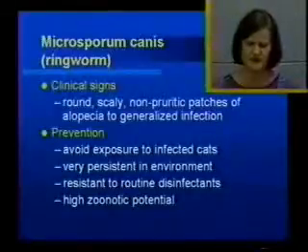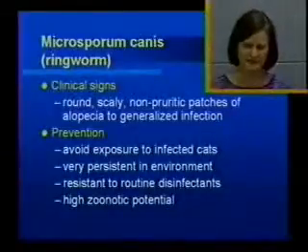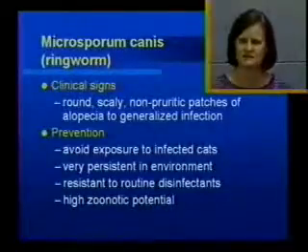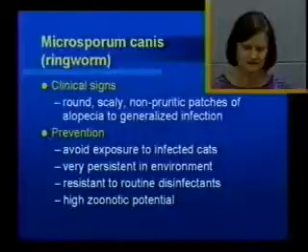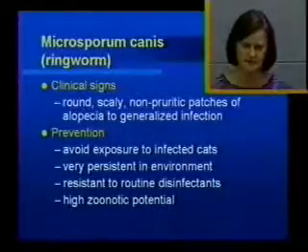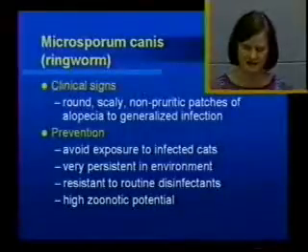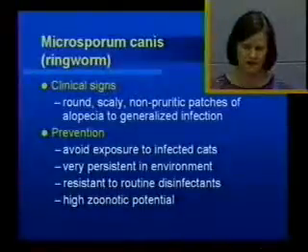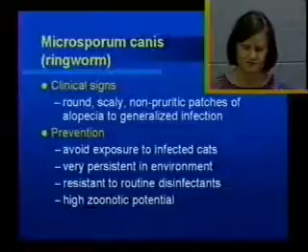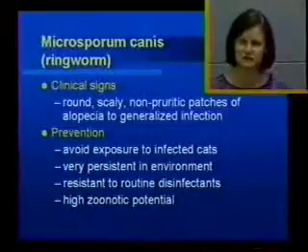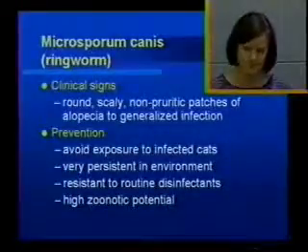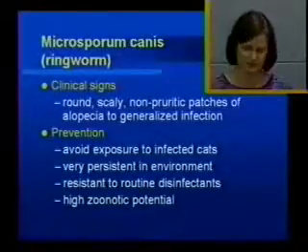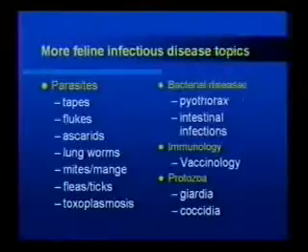Clinical signs of Microsporum canis are typically round, scaly, non-pruritic patches of skin, but it can lead to generalized infection or miliary dermatitis. Prevention is by avoiding exposure to infected cats, again making sure that any contaminated environment is well cleaned. It is very resistant to routine disinfectants. Bleach is the only disinfectant that will work, and it has very high zoonotic potential. People are very susceptible to ringworm from cats.